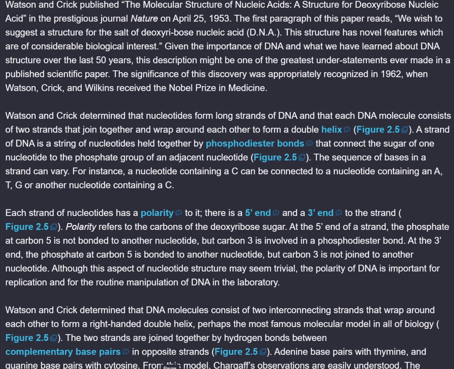The first paragraph of this paper reads, "We wish to suggest a structure for the salt of deoxyribose nucleic acid, DNA. This structure has novel features which are of considerable biological interest." Given the importance of DNA and what we have learned about DNA structure over the last 50 years, this description might be one of the greatest understatements ever made in a published scientific paper. The significance of this discovery was appropriately recognized in 1962, when Watson, Crick, and Wilkins received the Nobel Prize in Medicine.